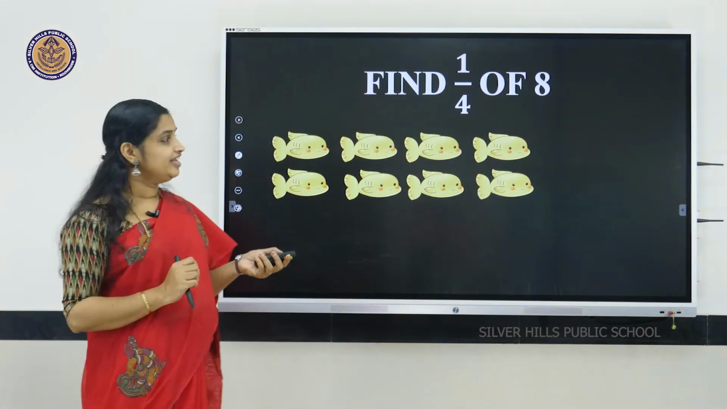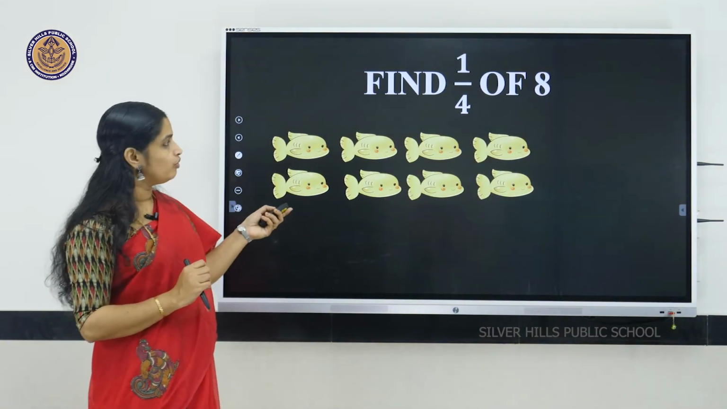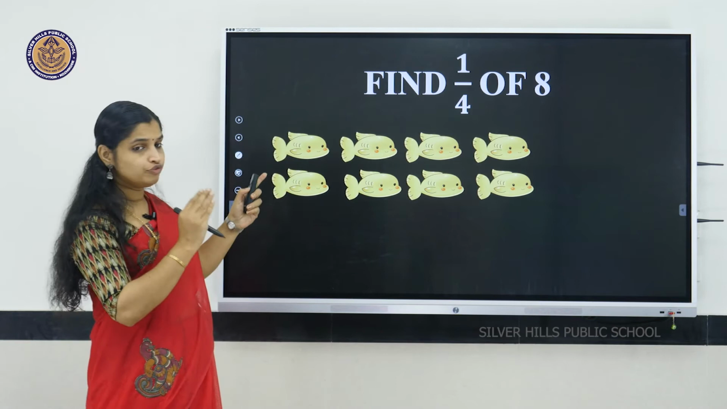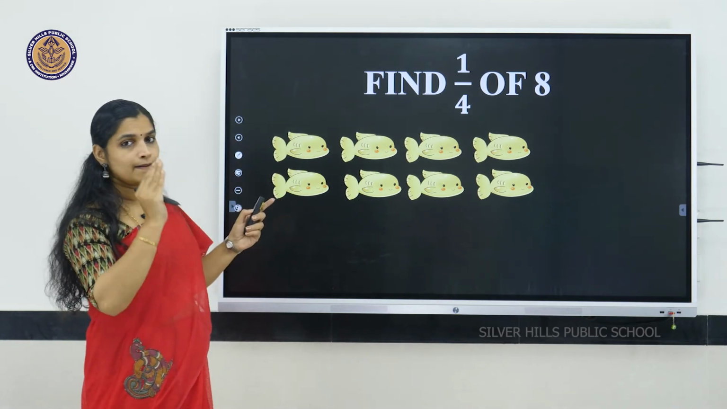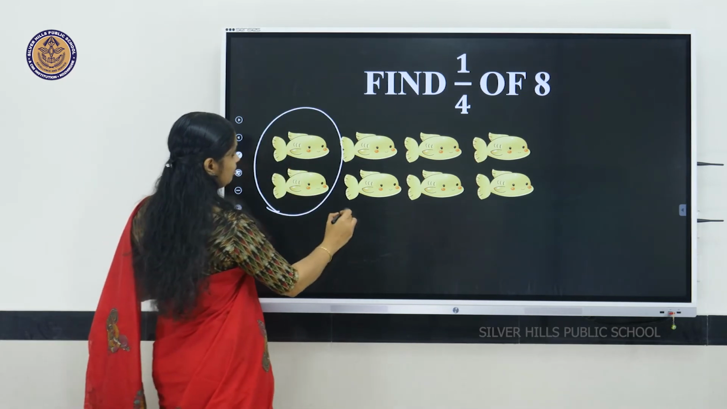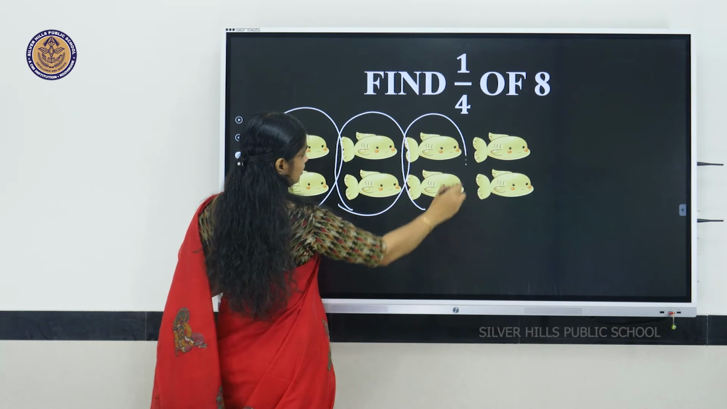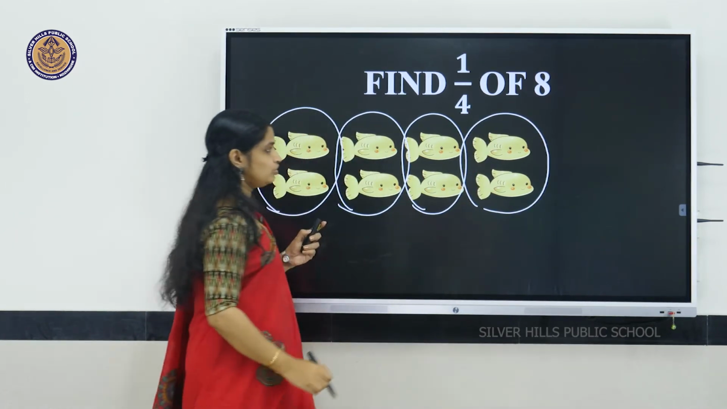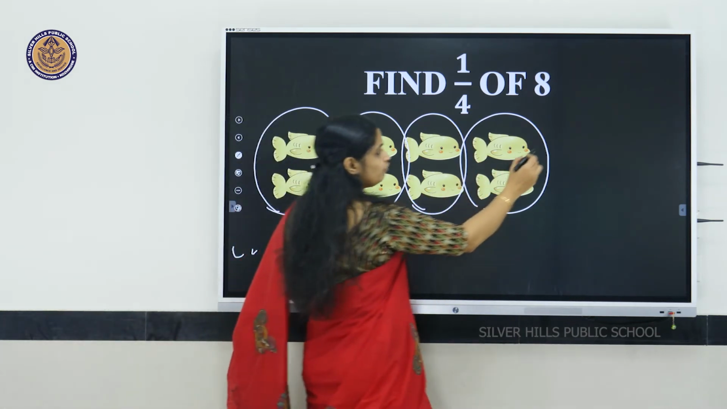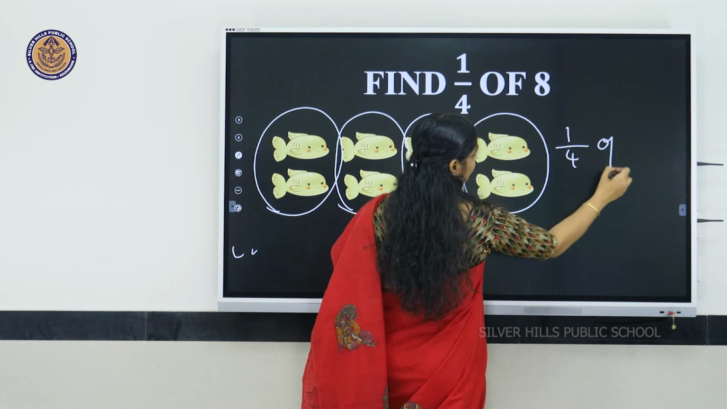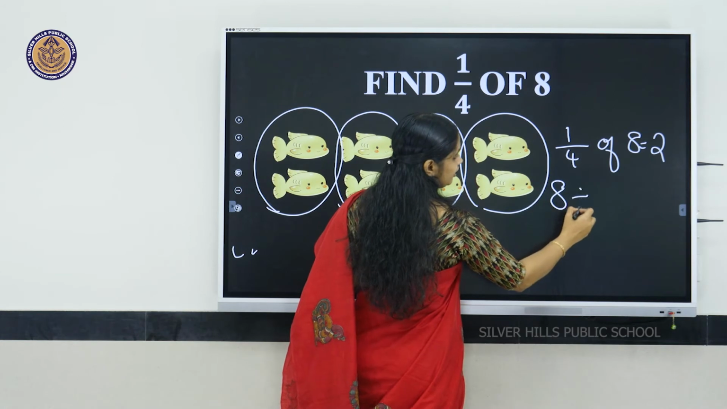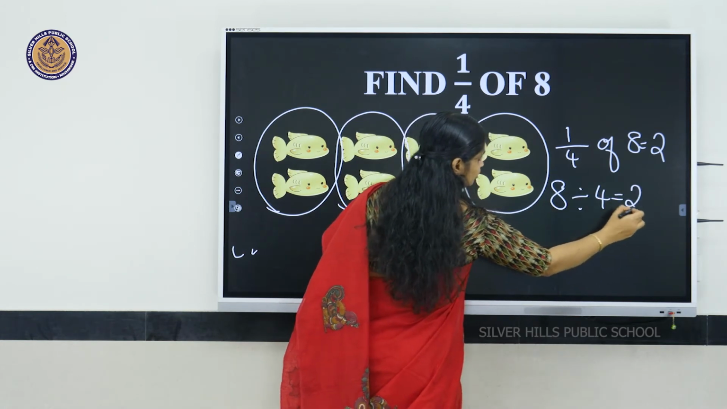Now see the next. Here we are going to find 1 by 4 of 8. Here you can find 8 fish. We have to divide this into 4 equal groups. So how will we divide? So we will divide like this, one group, second group, third group and fourth group. So see, in one group how many fish? 2 fish. So 1 by 4 of 8 is what? 1 by 4 of 8 is 2. Or we can find 8 divided by 4 is equal to 2.